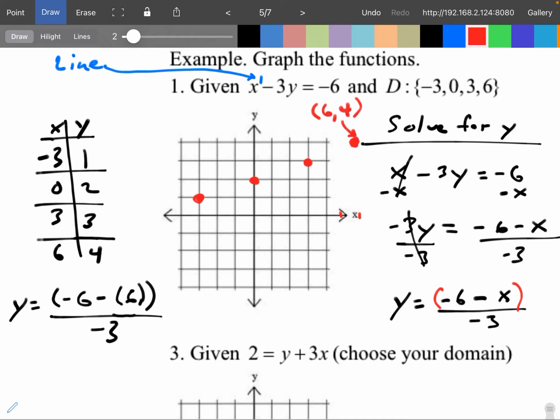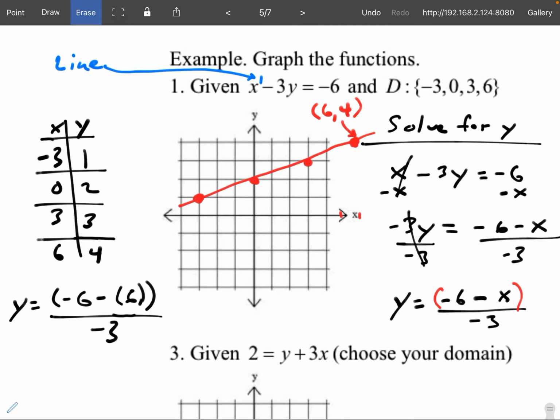It doesn't quite fit on the grid. So we'd have 6 to the right and 4 up, which would be like up here. So that would actually be the point, that one right there. That's actually 6, comma 4.